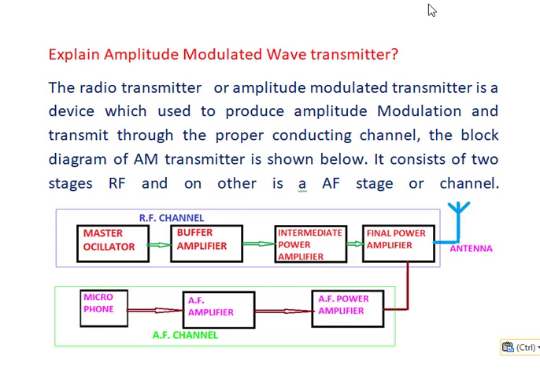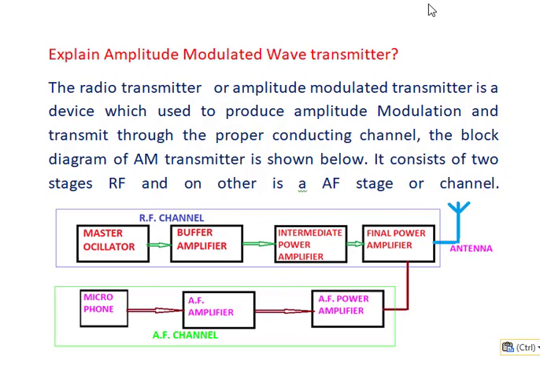In this connection, my question is: explain the amplitude modulated wave transmitter. It is the radio transmitter or amplitude modulated transmitter. It is used to produce the amplitude modulation and to transmit the amplitude modulated wave through the proper conducting channel. The block diagram of the AM transmitter consists of two stages.